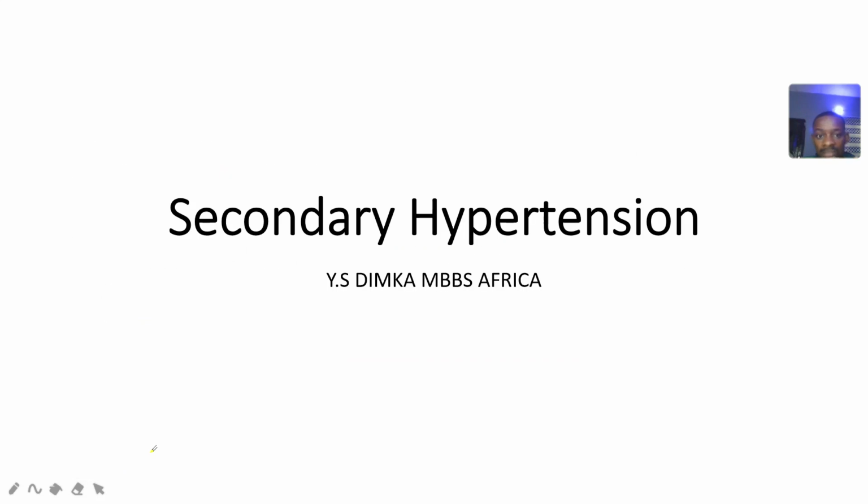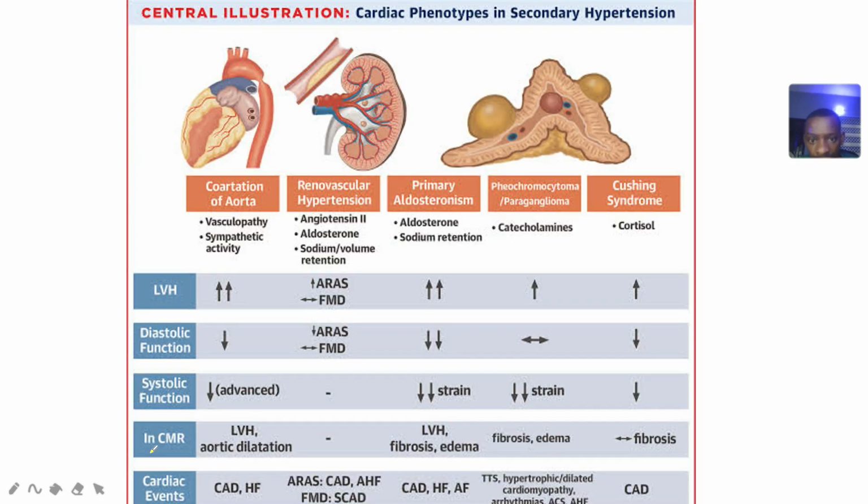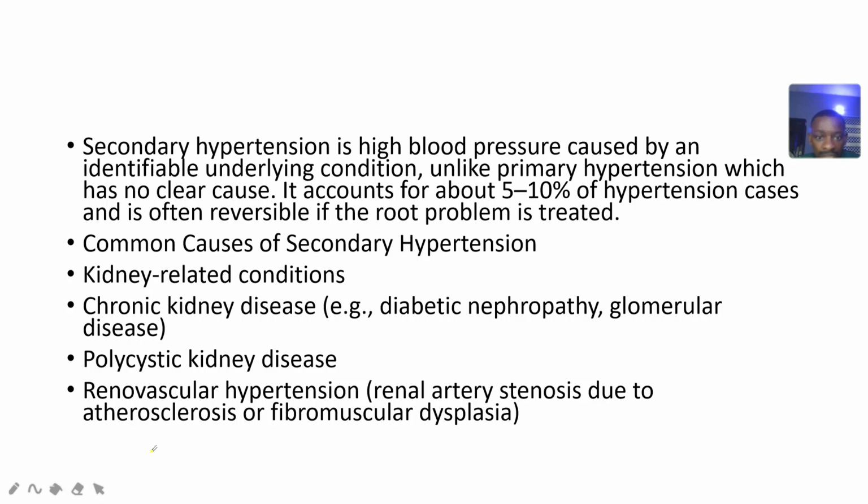Now we'll look at secondary hypertension. So this will serve as a formal introduction to the concept of secondary hypertension. Under secondary hypertension, we also look at the various things that could cause it. So what we have here is secondary hypertension. There is a rise in blood pressure, and this rise is caused by something that you can identify.